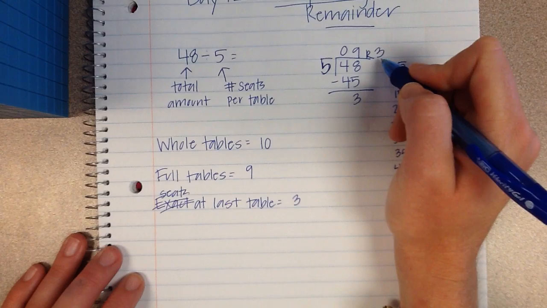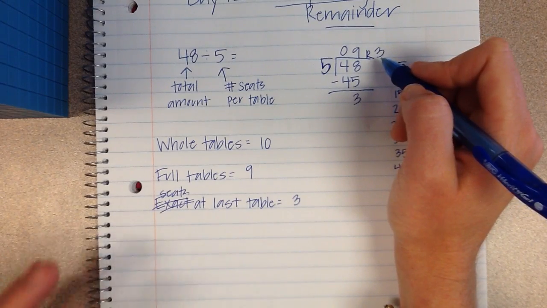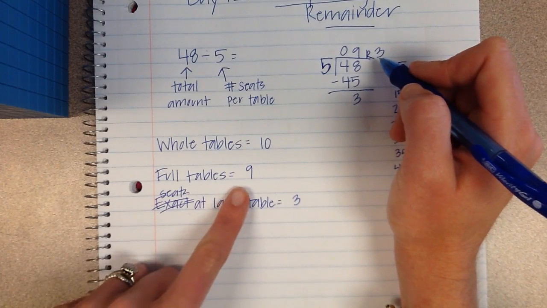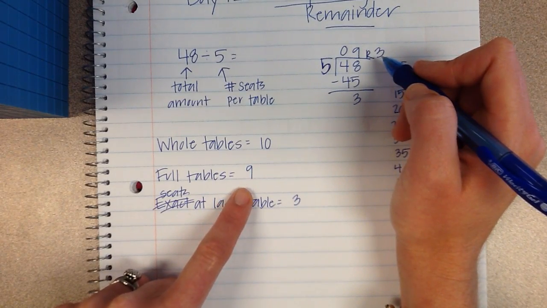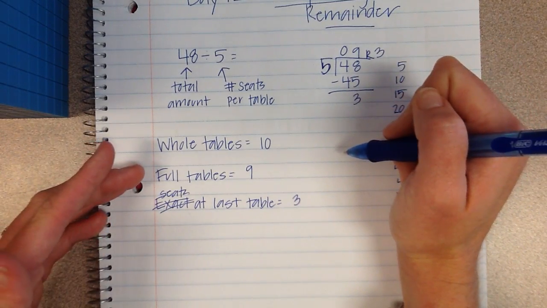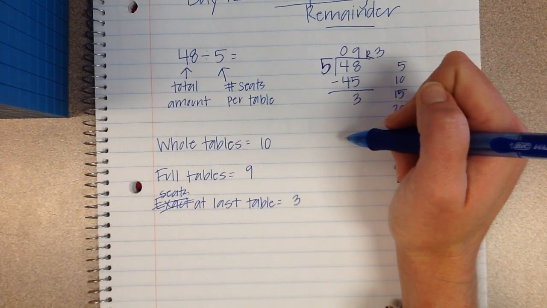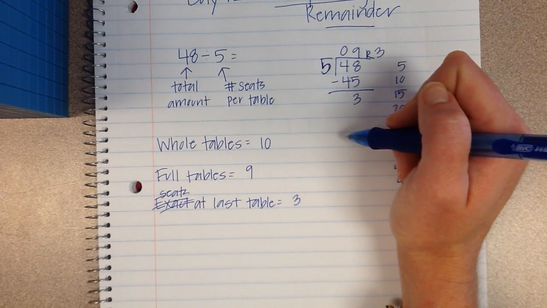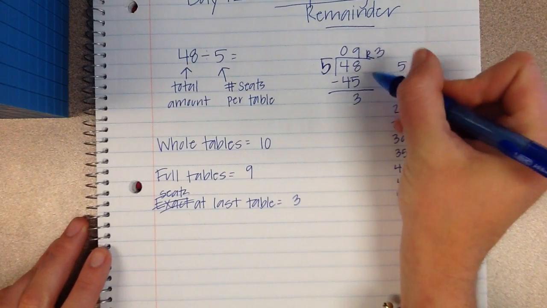So, if they said how many full tables were there, there would be 9 full tables. How many people would be at the last table? 3. How many tables do you need total? You need 10 total tables, because it's not fair to make your last 3 guests stand up.